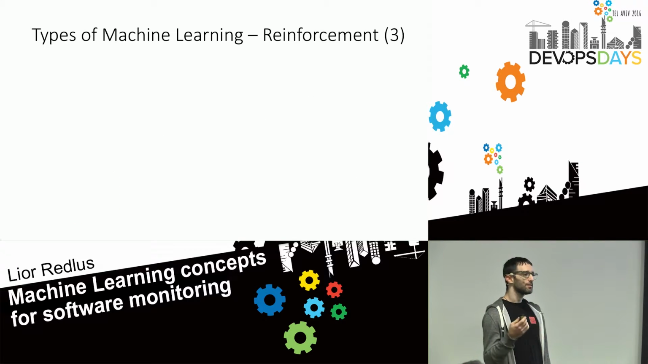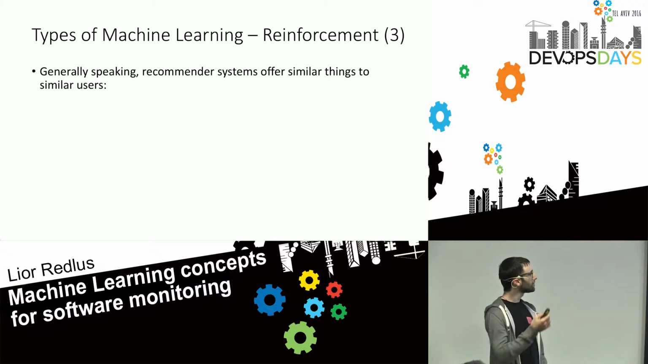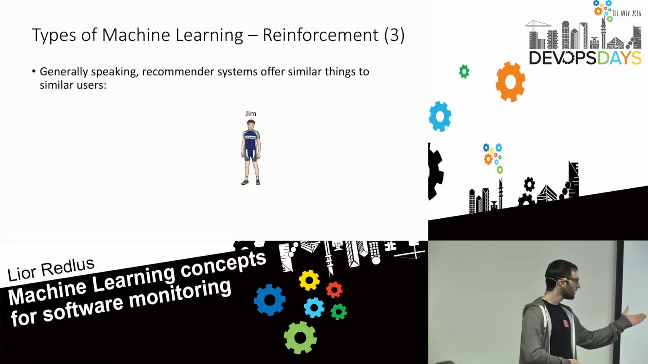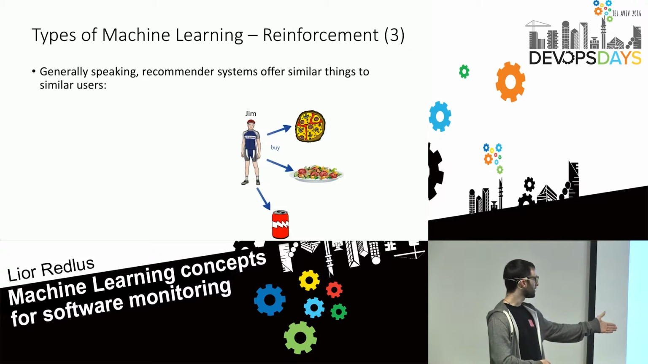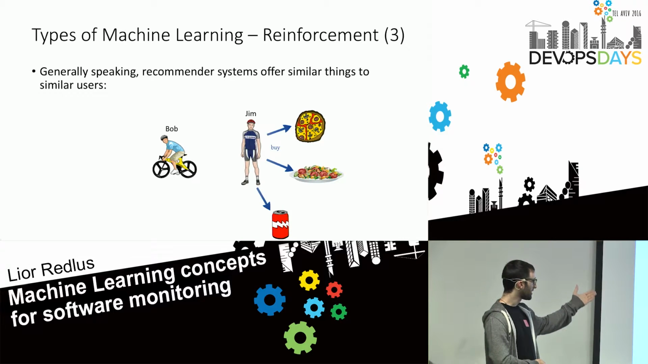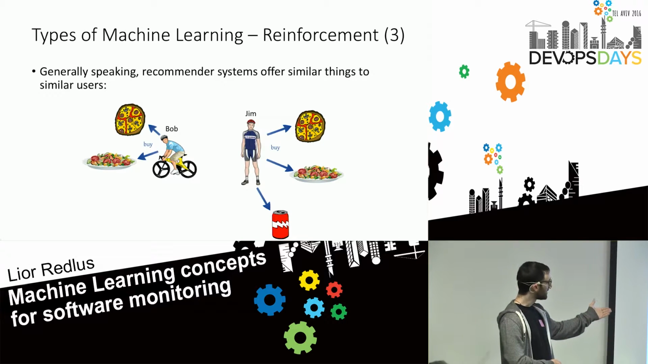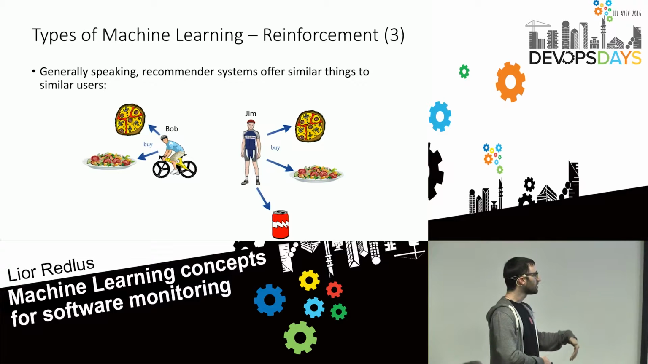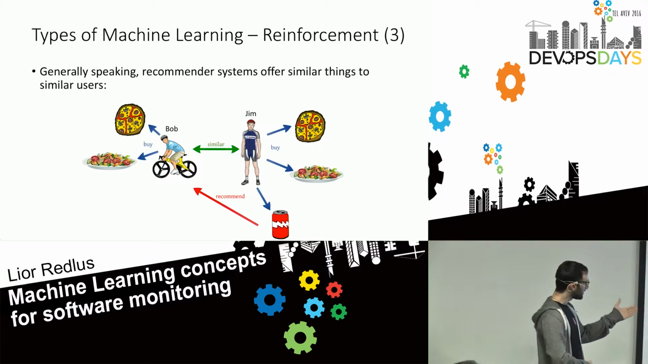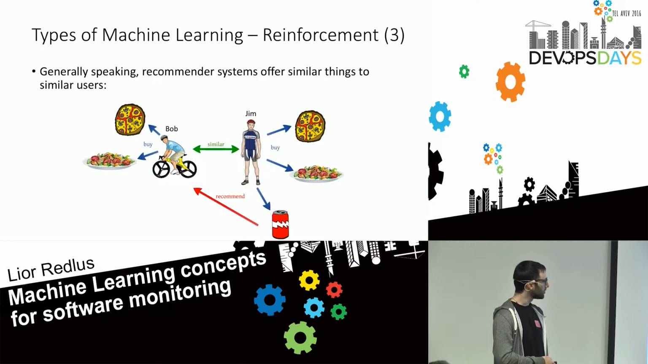But the general rule is that recommender systems try to offer similar things to similar users. For example, if we take Jim, who likes sports, and Jim likes to buy pizza, salads, and Coke, and we have Bob, who also is into sports and likes pizza and salads, we need our system to recognize that they are similar users and offer a Coke also to Bob. And the percentage of success here will be quite high the better the recommender system is.